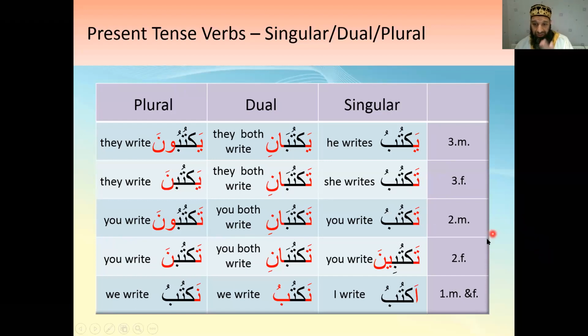So that's all it was with this table. And then the na comes for we. So naktubu, nadhkuru, nashhadu. Ashhadu means I bear witness. Nashhadu, we bear witness. A'udhu, I seek refuge. Na'udhu, we seek refuge. I should have made that ba black. It shouldn't be red, it should be black.